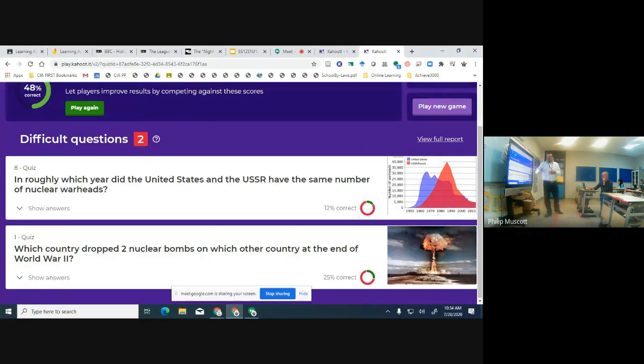With the data analysis, what you need to do there is first of all have a look at what the axes mean. Here we can see clearly the x-axis is showing the year, and then the y-axis is showing the number of warheads. So basically you're looking for where they intersect here, roughly the same number. And you can see that they intersect there, and of course, that correlates to 1975. So when you're looking at the data, make sure you understand what the axes are.